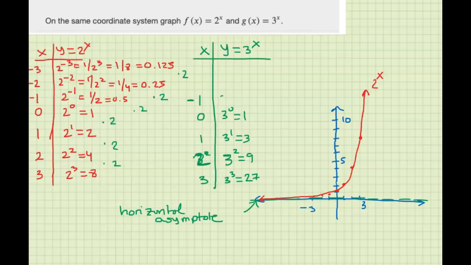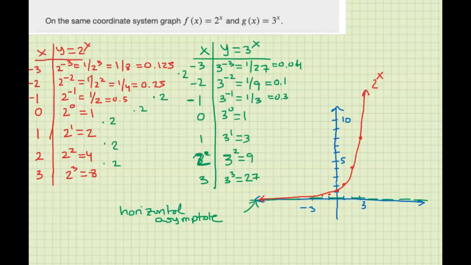At negative 1, we have 3 to the negative 1, which is 1/3. Negative 2, we have 3 to the negative 2, which is 1 over 9. And negative 3, 3 to the negative 3 is 1 over 27. So these numbers are a lot smaller. So this is about 0.3, this is about 0.1, this is 0.0 something. Let me actually find out what it is. 1 divided by 27 is 0.04.